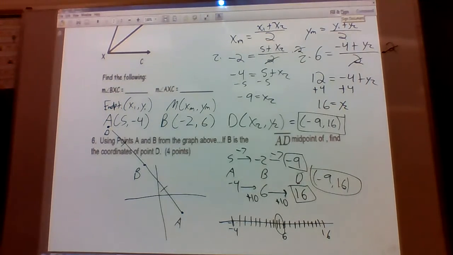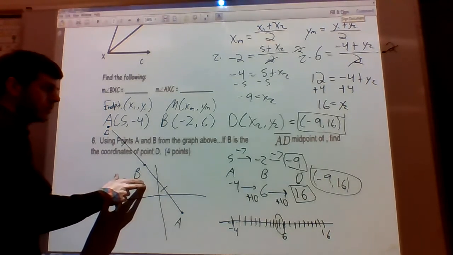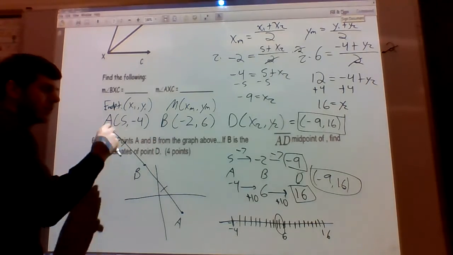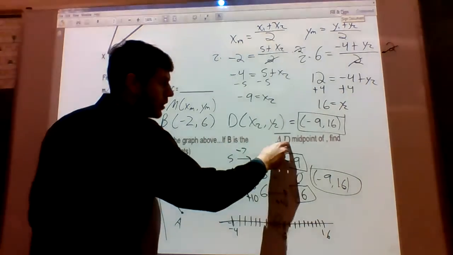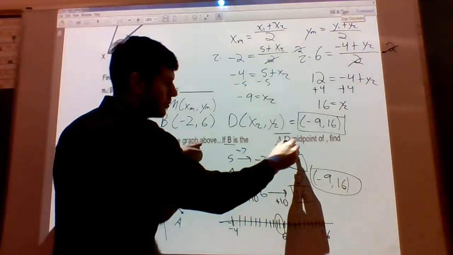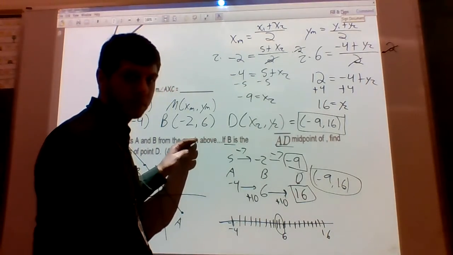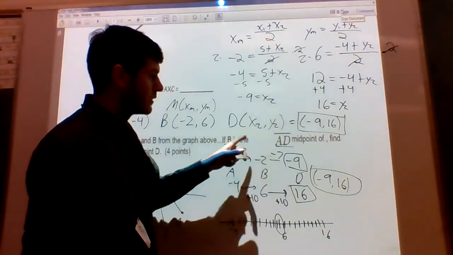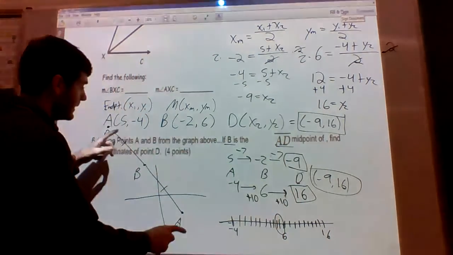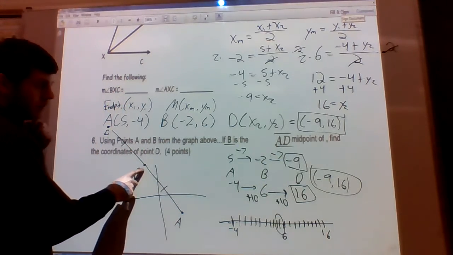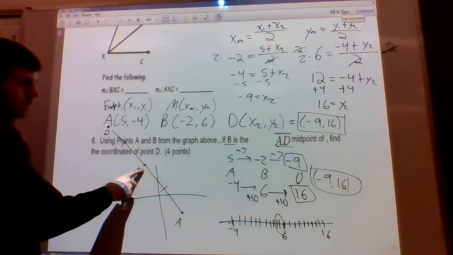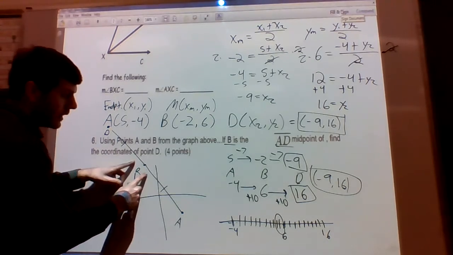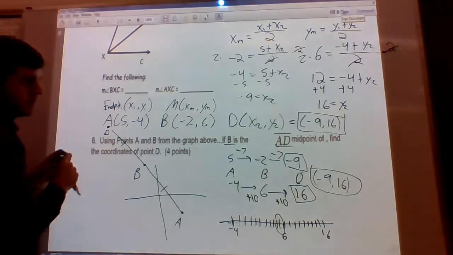So again, the key to the problem is understanding what you're looking at, and drawing it out really helps. We're using points A and B. We know B is the midpoint of AD, so we know right here we have 3 points. I know this is written a little out of order on this one, but B is the midpoint of AD. So we have B, A, and D. So we have segment AD. B is in the middle. B is the midpoint. We know what B is. We know what A is. We're trying to find D.